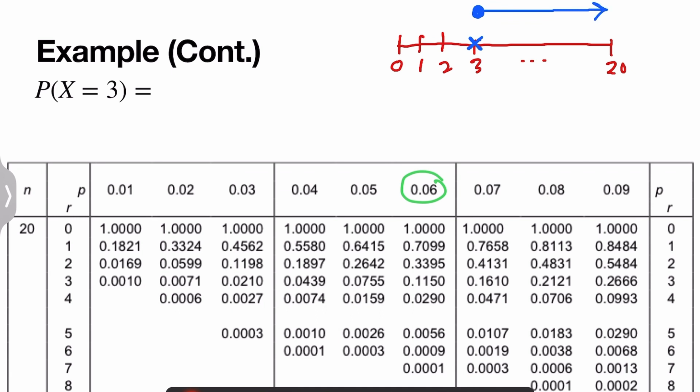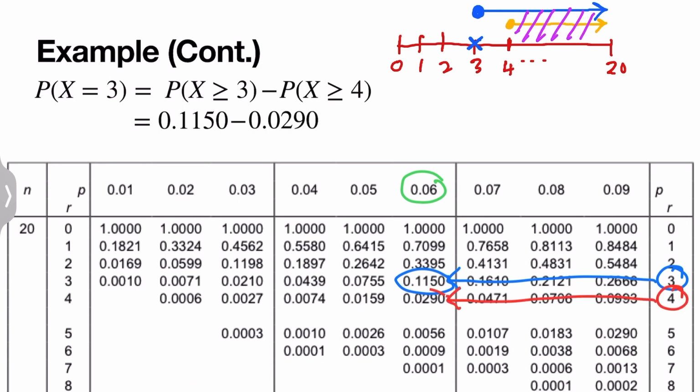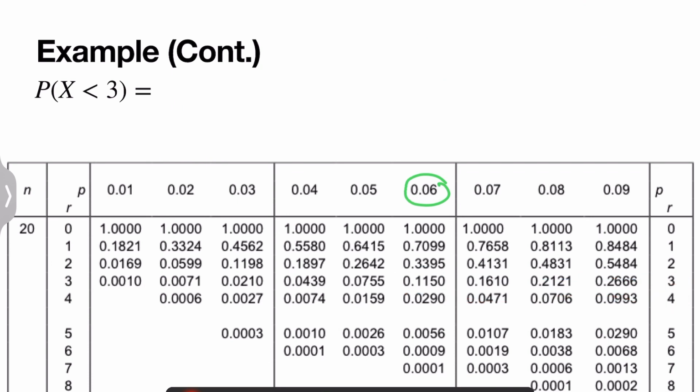X greater than or equals to 3 akan tolak dengan nombor selepas dia. Apa nombor selepas 3? 4. Kita akan ambil X greater than or equals to 4. So bila kita tolakkan, kita akan dapat X equals to 3. So the probability of X equals to 3 is 0.0860.